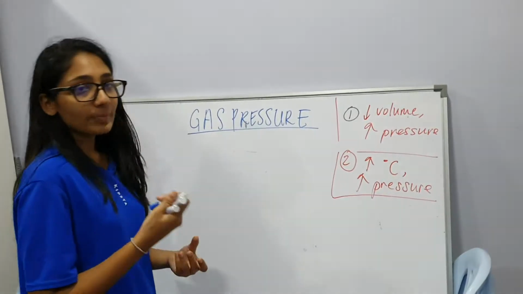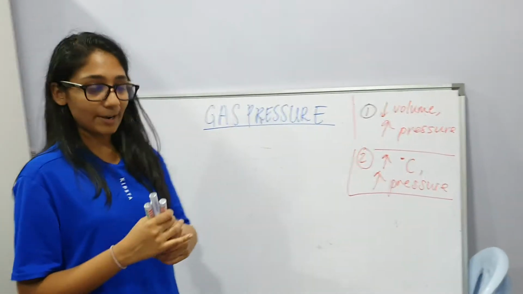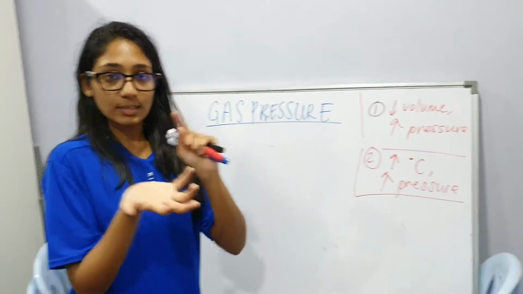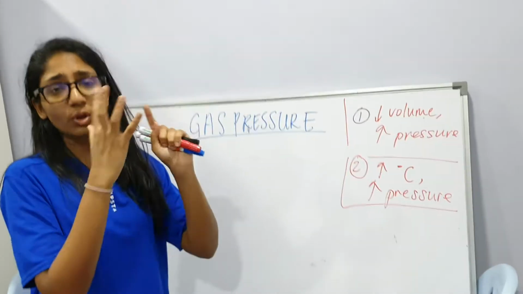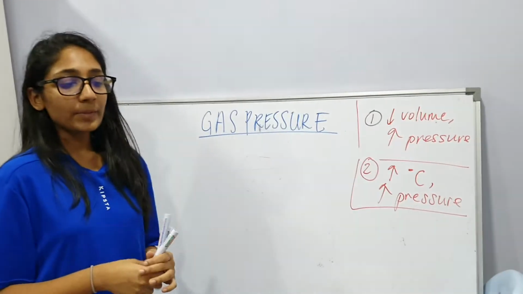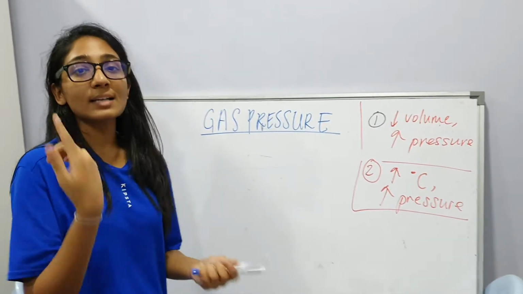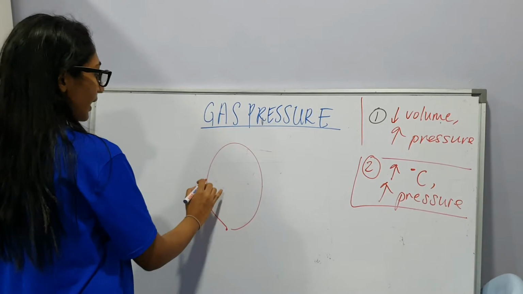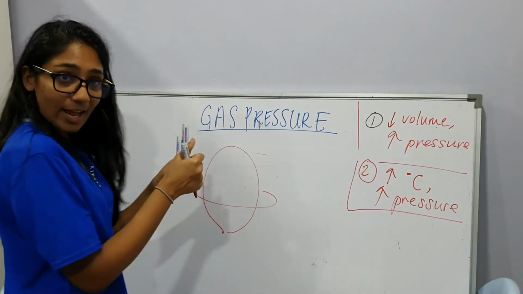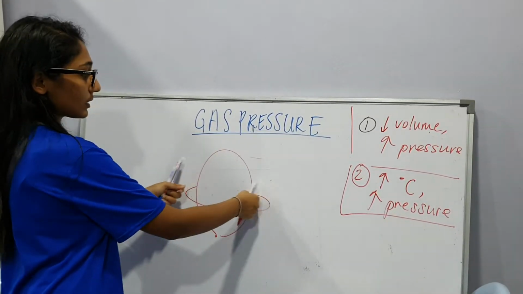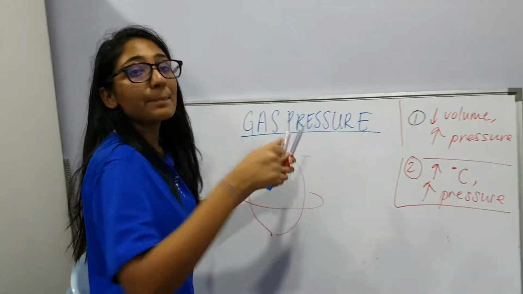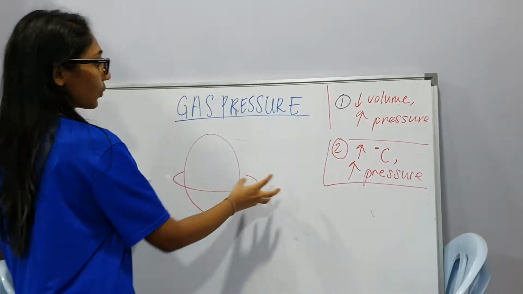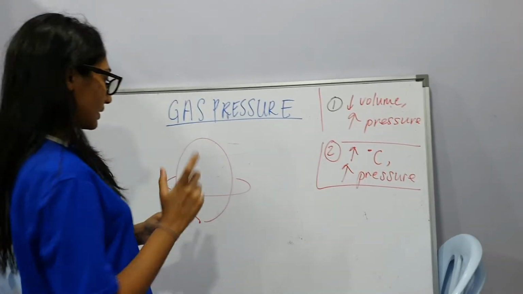So how do we know? I encourage you to do this experiment. Take a balloon, blow it to not too big of a size, and then you tie it. Then you measure the circumference of the balloon. I take a thread, wrap it around the circumference of the balloon, and then measure the string with the ruler and see what's the measurement.